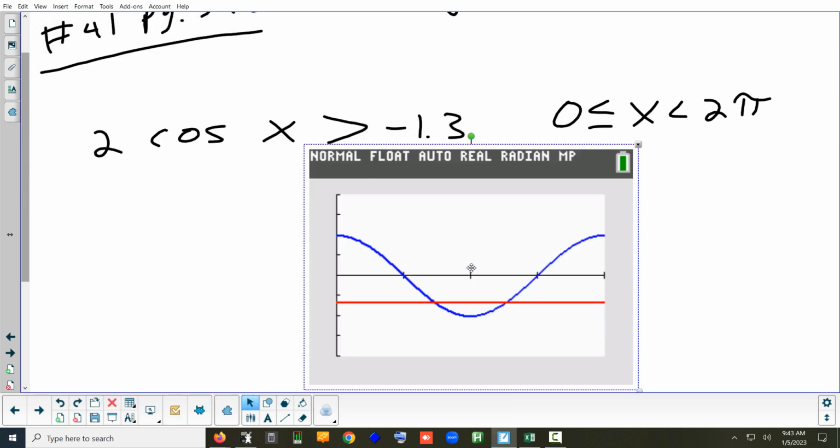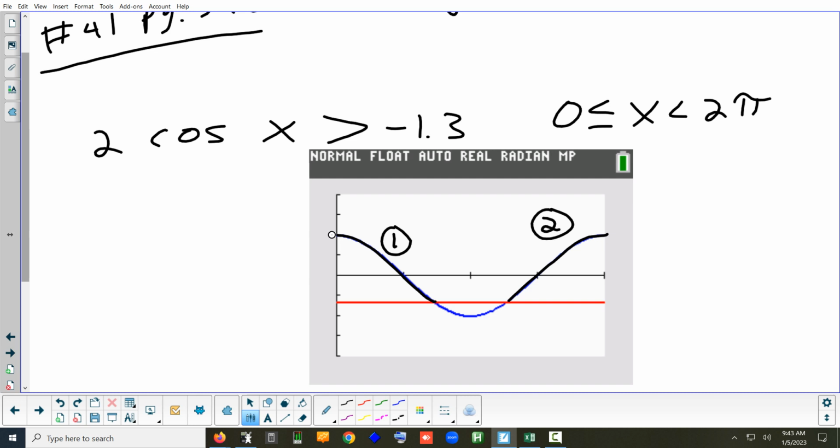Here's your sketch. Could you trace where the wave is above the red line everywhere without lifting your pencil? No. That means you're going to have to describe where it's above the red line in 2 pieces. This is piece 1, and then this is piece 2. We need to describe each of those pieces.